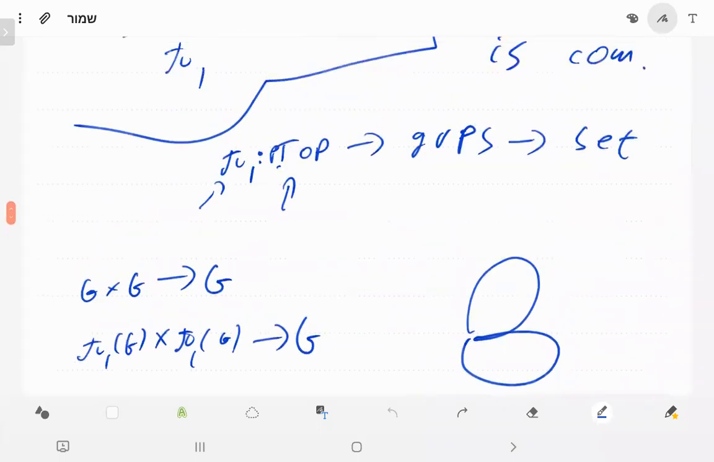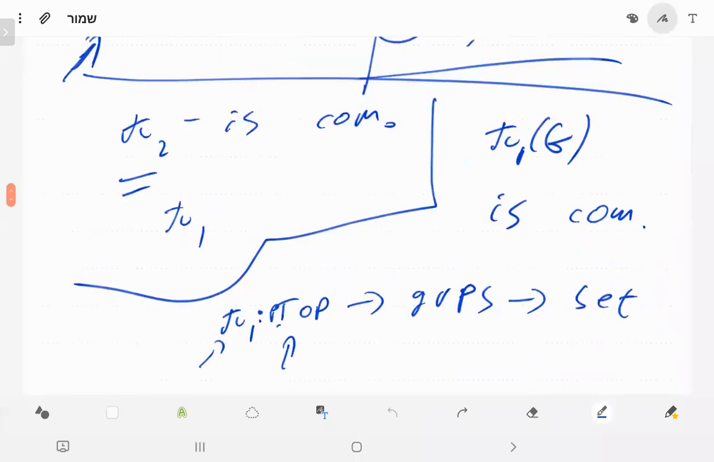And this gives us that group object in groups. That pi1 of a topological group is in fact a group object in groups. It has two structures of a group, and thus it has to be a commutative group.